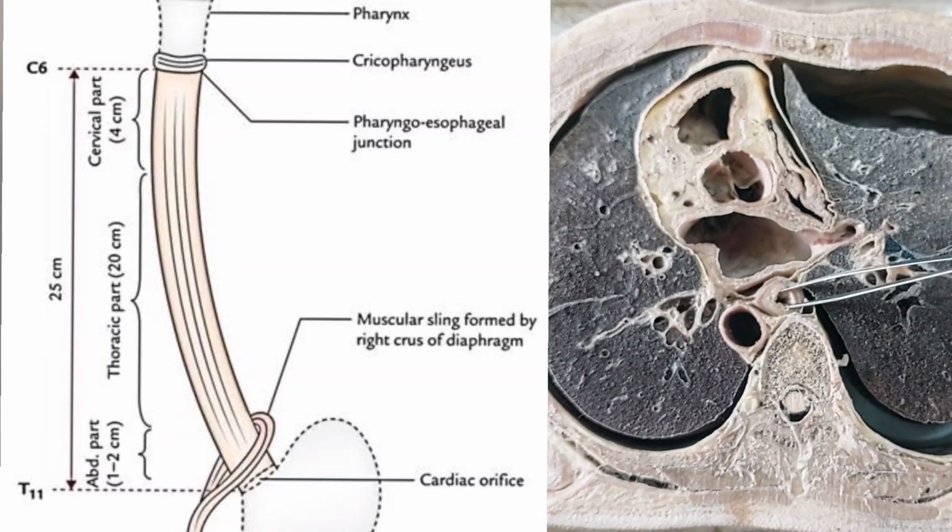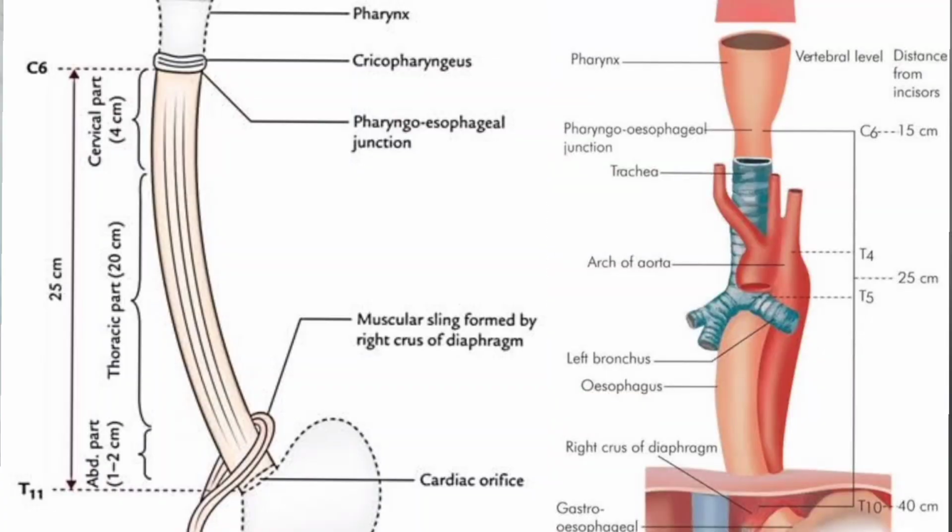Throughout its length, it has a total of 4 constrictions. The first constriction is at the level of the C6 vertebra at the pharyngoesophageal junction, and the second constriction is at the level of the T4 vertebra where it is crossed by the arch of the aorta. The third constriction is at the level of the T6 vertebra where it is crossed by the left bronchus, and the fourth one is where it enters the diaphragm, at the level of the 10th thoracic vertebra. So there are 4 constrictions.